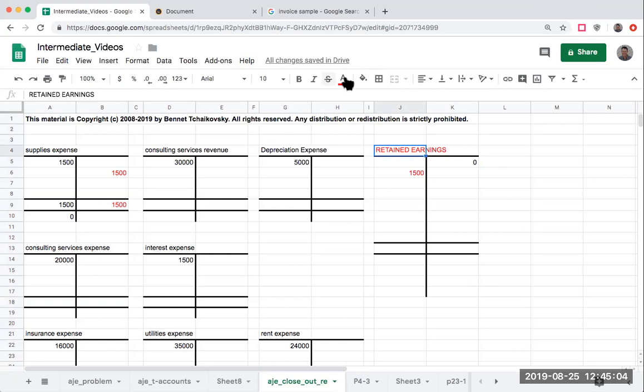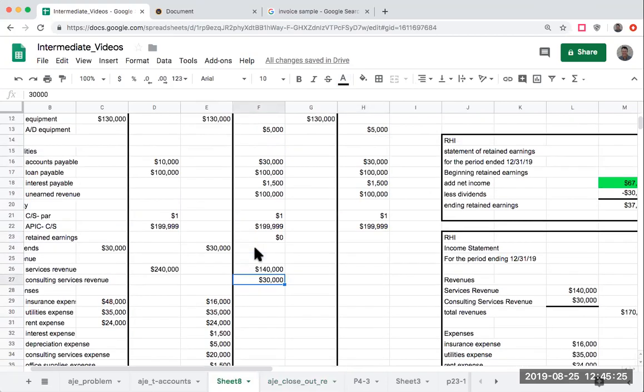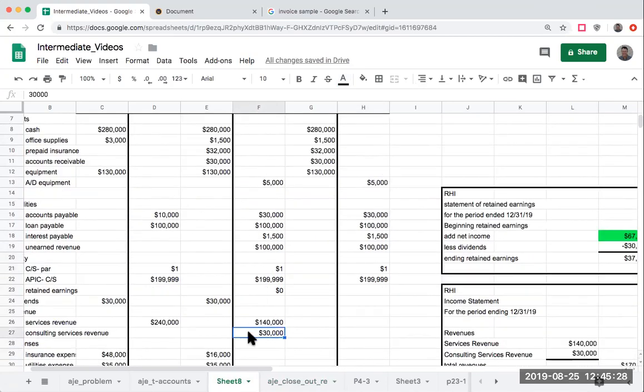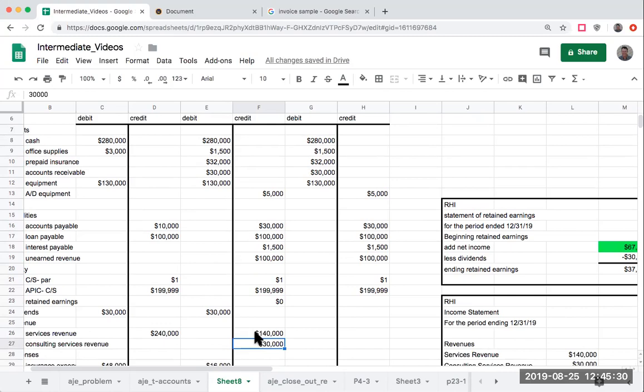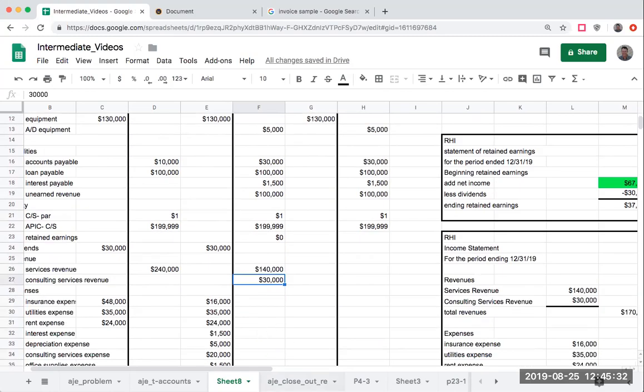So right over here, I'm going to go ahead and debit retained earnings for that $1,500. Okay, so I made an error over here in terms of consulting services revenue. This should have had a $30,000 credit balance. And let's go over here. So in order to make consulting services revenue 0, sorry about that slip up. If I look right over here, consulting services revenue has a $30,000 credit balance on the adjusted trial balance.